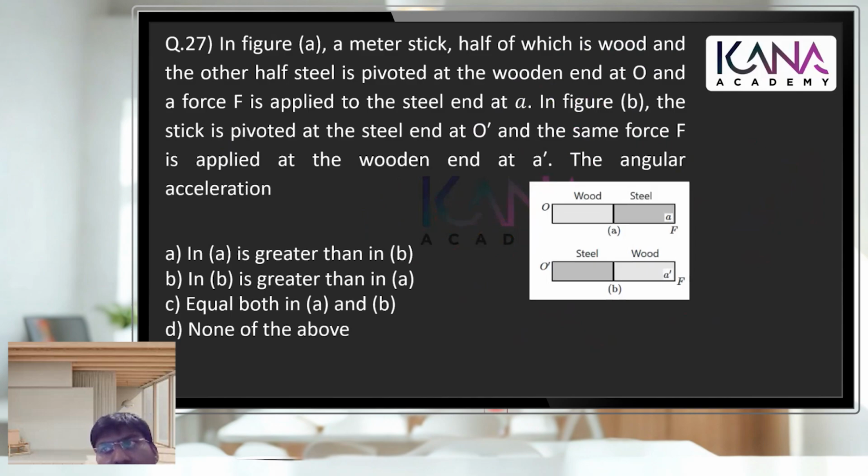Okay, there is a meter stick, half wood and half steel. Case A, the pivot is at the wood end. In the second case, the pivot is at the steel end. The same force is applied at the other end, and we compare the angular acceleration. So torque is the same: F into L.